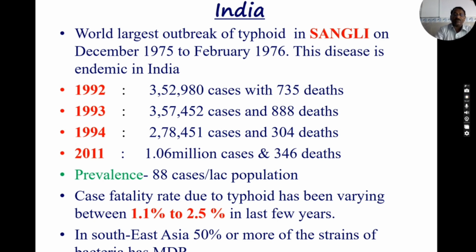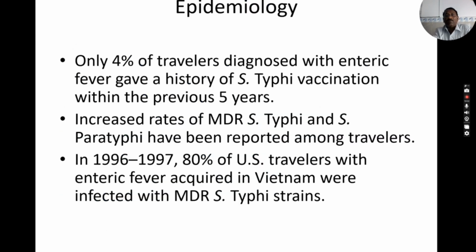See, in Southeast Asia, more than 50% of the strains have MDR. I think even more than 50%, maybe 70 to 80%, are now resistant to all three drugs. MDR means resistance to chloramphenicol, ampicillin, amoxicillin, cotrimoxazole.